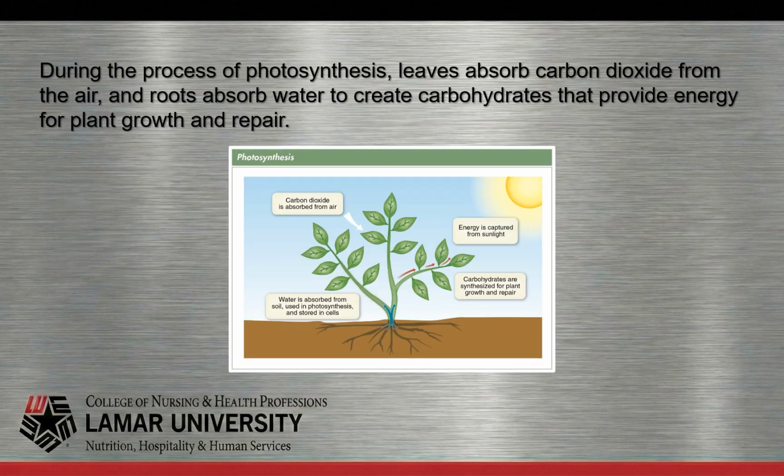In the process of photosynthesis, leaves absorb carbon dioxide from the air, which contributes carbon and oxygen to the plant. The root of the plant absorbs water, which adds hydrogen and oxygen. When they combine, these elements create carbohydrates, which provide energy for plant growth and repair.